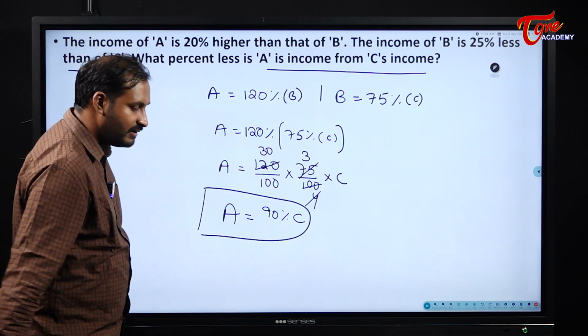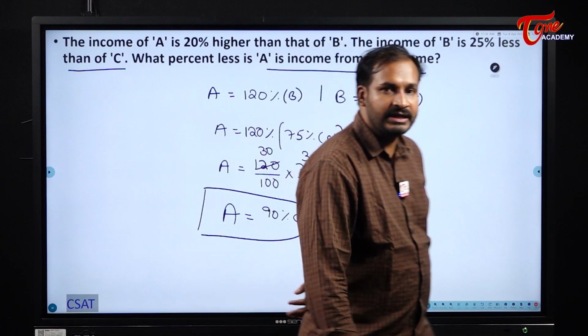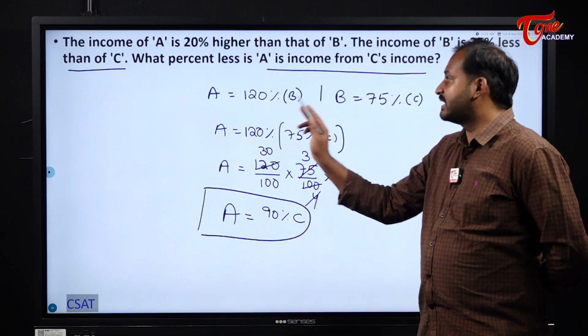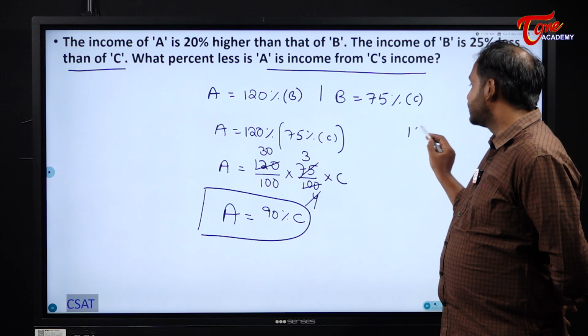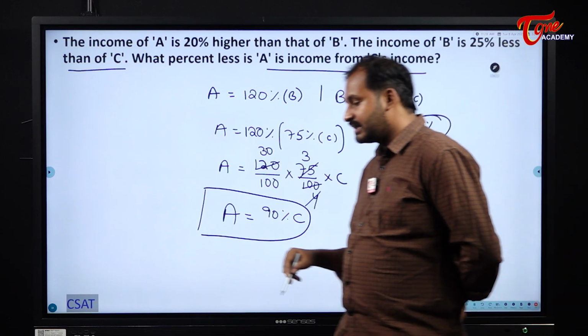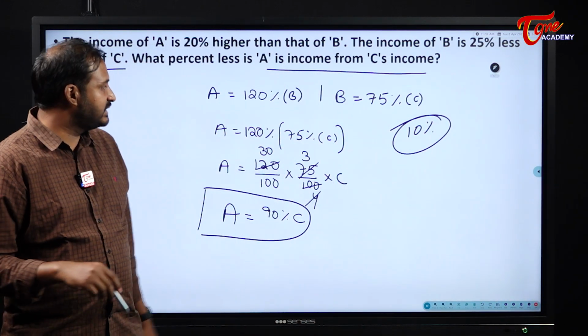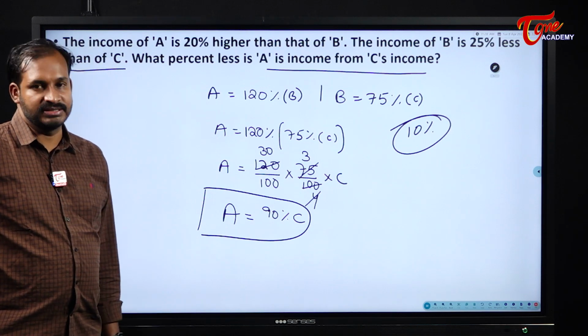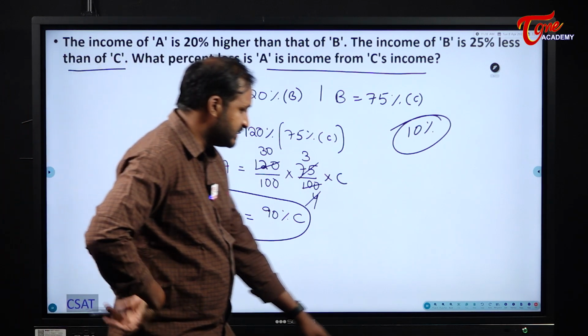That means what? If A value is 90% of C, what can I tell? A's income is 10% less than C. Like this, we can write the relation between two persons. Okay, A is 10% less than C.